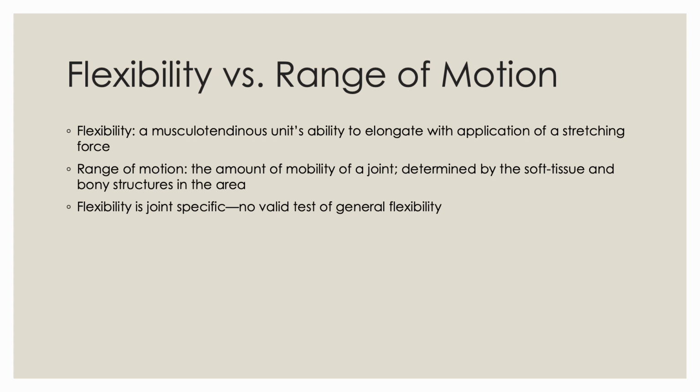Flexibility is a musculotendinous unit's ability to elongate with application of a stretching force. Conversely, range of motion is the amount of mobility of a joint. It's determined by the soft tissue and bony structures in the area. One thing to remember is that flexibility is joint specific. There's also no valid test of general flexibility.